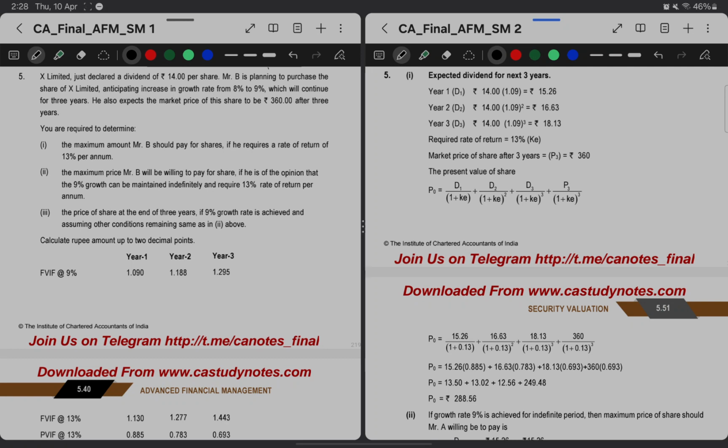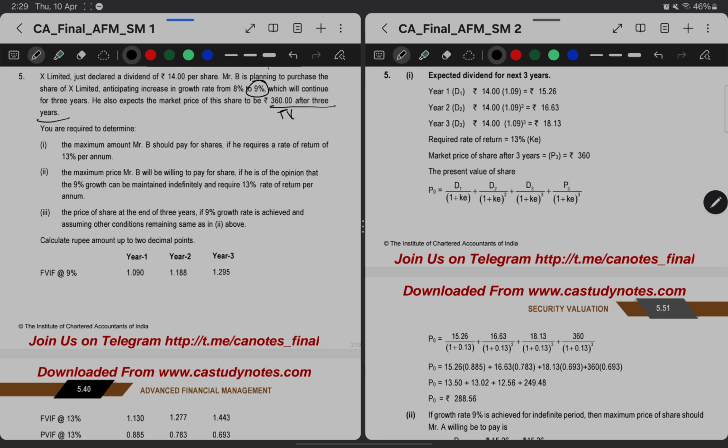Mr. B is planning to purchase the shares of X Limited, anticipating an increase in growth rate from 8 to 9%. Since he anticipates the growth to be 9%, we also have to consider 9%, which will continue for 3 years. He also expects the market price of the share to be 360 after 3 years. So this 360 is after 3 years, which will be the terminal value. They have already given the terminal value.